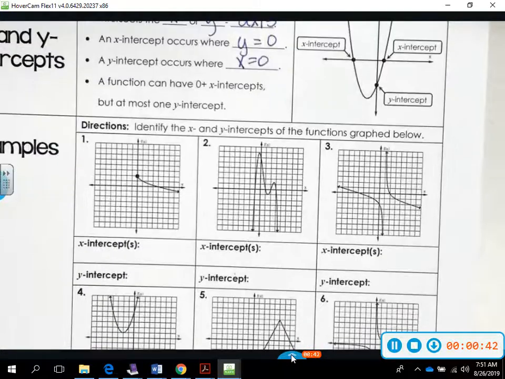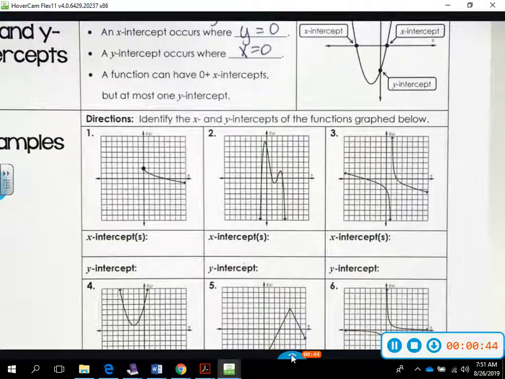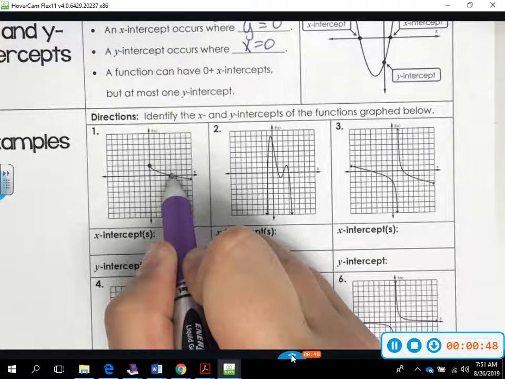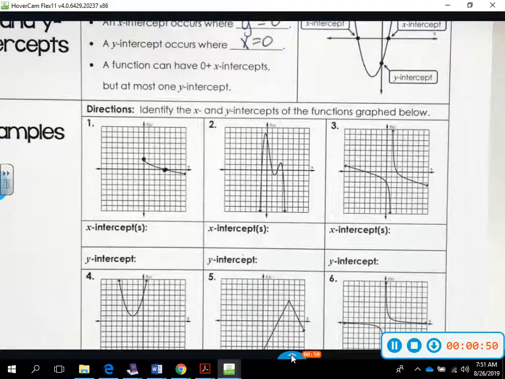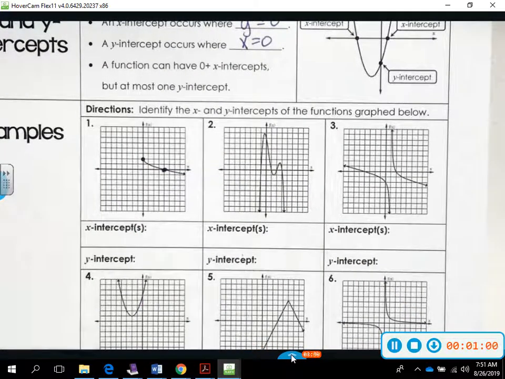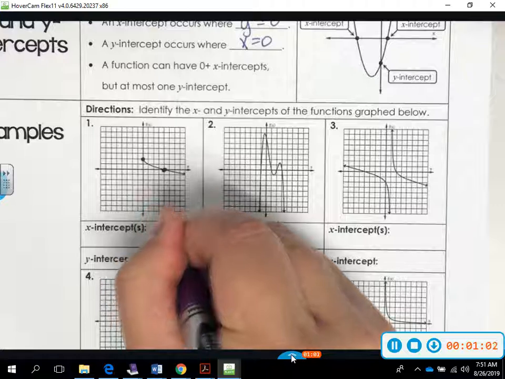All right, I'll do the first example, and then you guys can do the rest. So my x-intercept here, this right here would be my x-intercept. What would be that coordinate point? Anybody? The x-intercept. 4, 0.